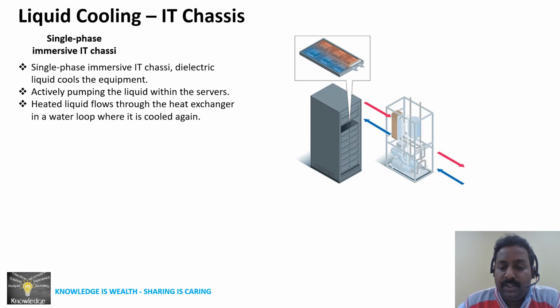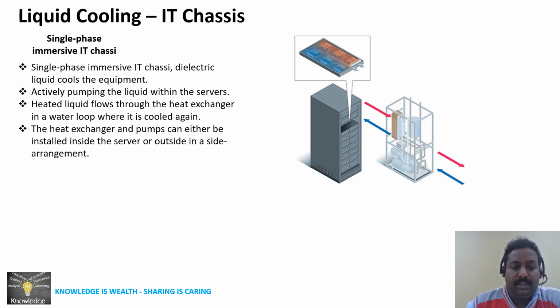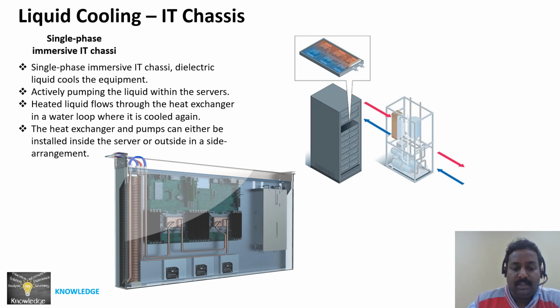server IT chassis. Whatever the heat exchanger mechanism is, a chilled water evaporator coil or DX, it will exchange the heat, and the cold engineered fluid will flow back to the IT chassis. Nowadays ready-made IT chassis are available. Like this, the IT chassis will come, and it is all liquid immersion.